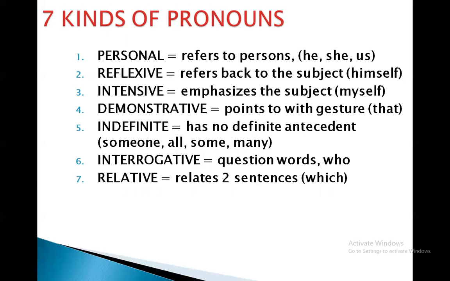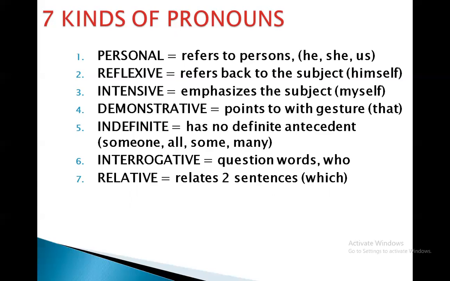Then a reflexive pronoun is a pronoun used when the doer and the bearer, meaning the sufferer of the action, are the same. For example, I fall by myself. I, myself. Then an intensive pronoun is a pronoun that emphasizes the subject, like myself, which is one of the emphasizing words, and it is an intensive pronoun.